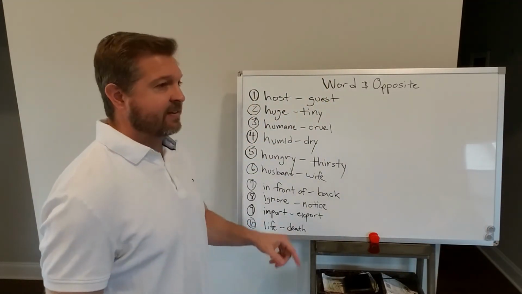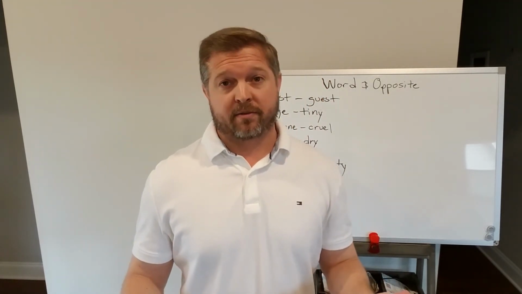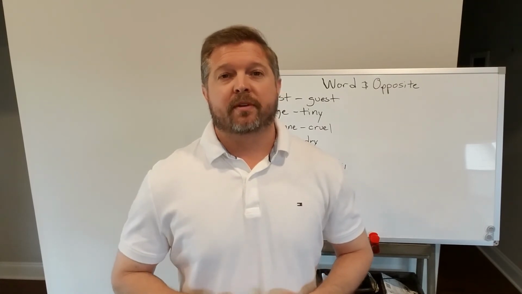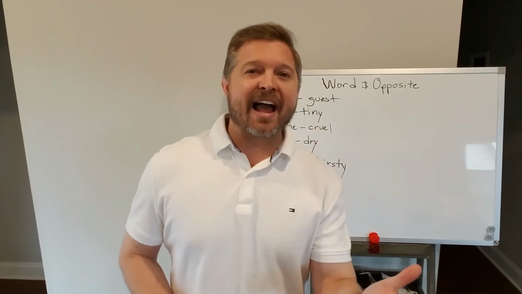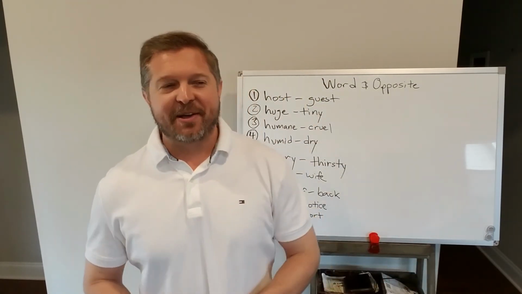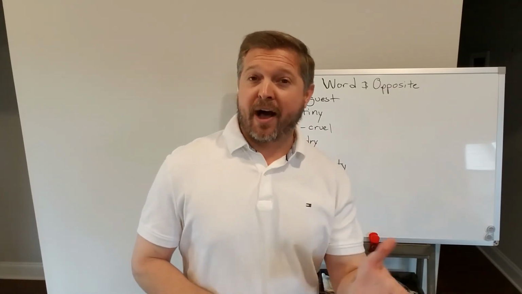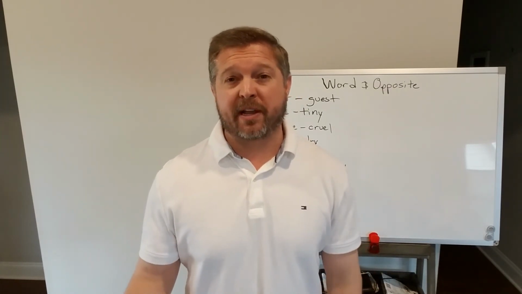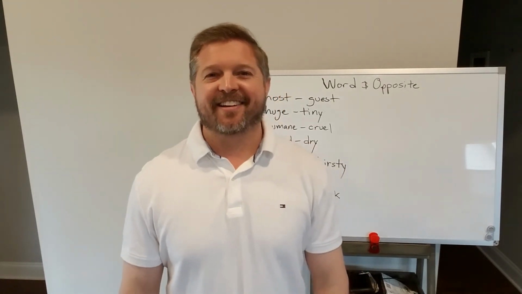10, life, death. When something's alive, it's breathing. When it's dead, it's not breathing, right? So, the plant had life. The plant had life because it was green and vibrant, but on the opposite, the plant was dead because it was brown, crumbled, and it broke. So, there you go.